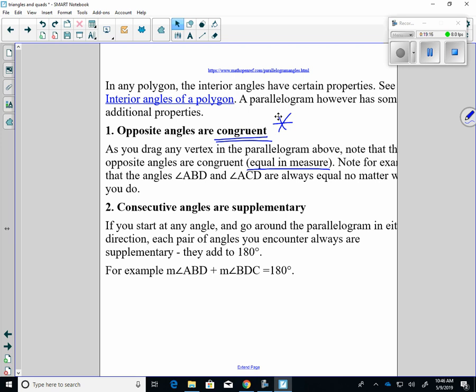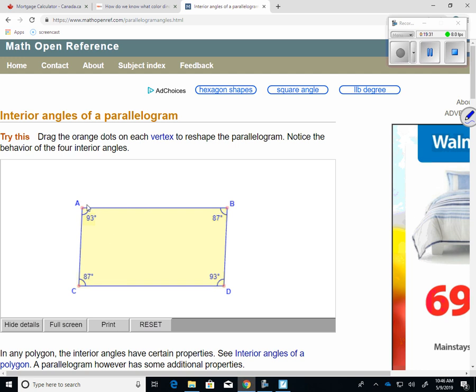Congruent. As you drag any vertex in the parallelogram above, notice that the opposite angles are congruent, and consecutive angles are supplementary. Ooh, I hate that word. Consecutive angles are supplementary. What they mean by that is this. Consecutive means beside each other, right?